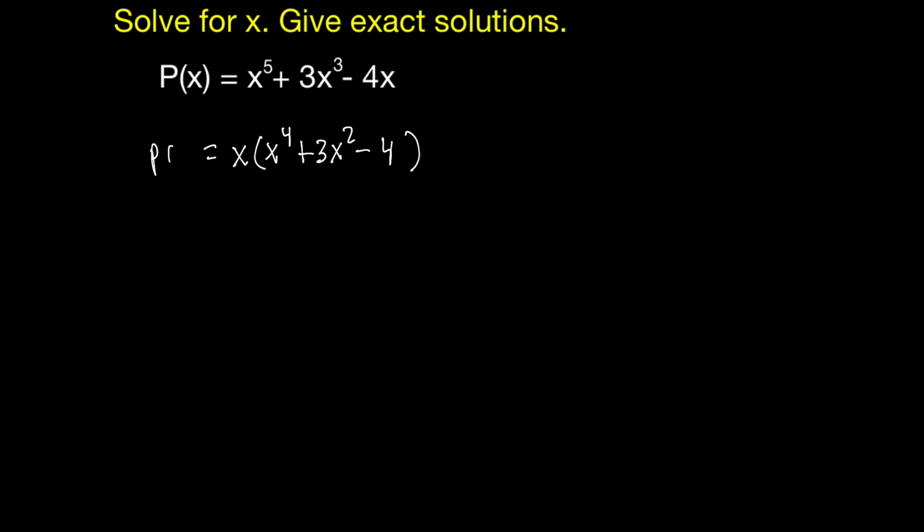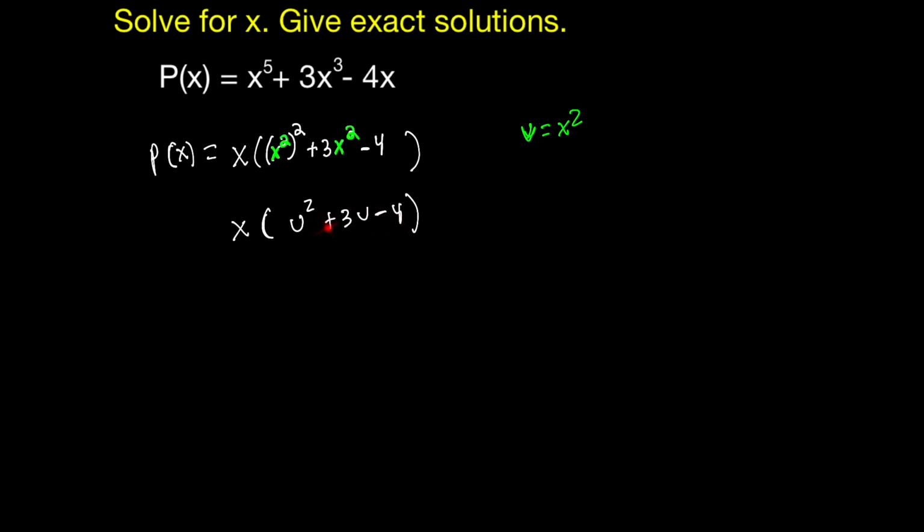Now, inside of my parentheses, I notice a quadratic-like expression. And by rewriting this quadratic-like expression, I can apply a u substitution. So I'm going to let u equal x squared. And now I have the following polynomial. I have x multiplied with u squared plus 3u minus 4.